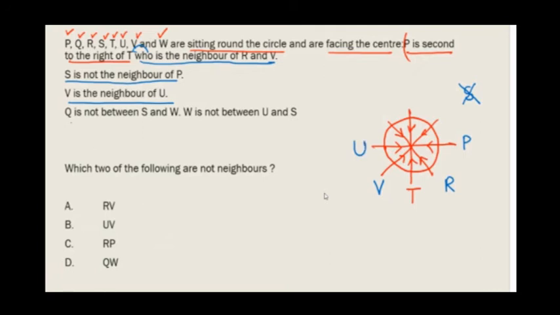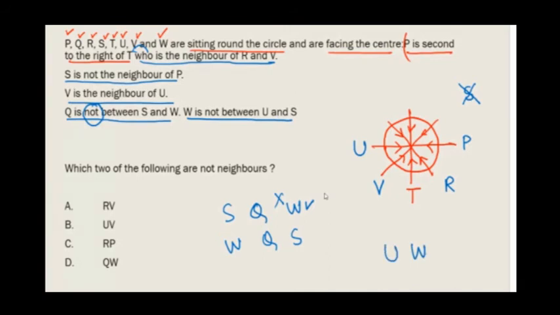Now, Q is not between S and W. That is, Q cannot come between S and W, or W, Q, S is not possible. Suppose if I take the first one, I can write it as S, Q, W. So this is not possible because they've said Q is not between S and W. So this I cannot take. Now W is not between U and S. Q is not between W and S.